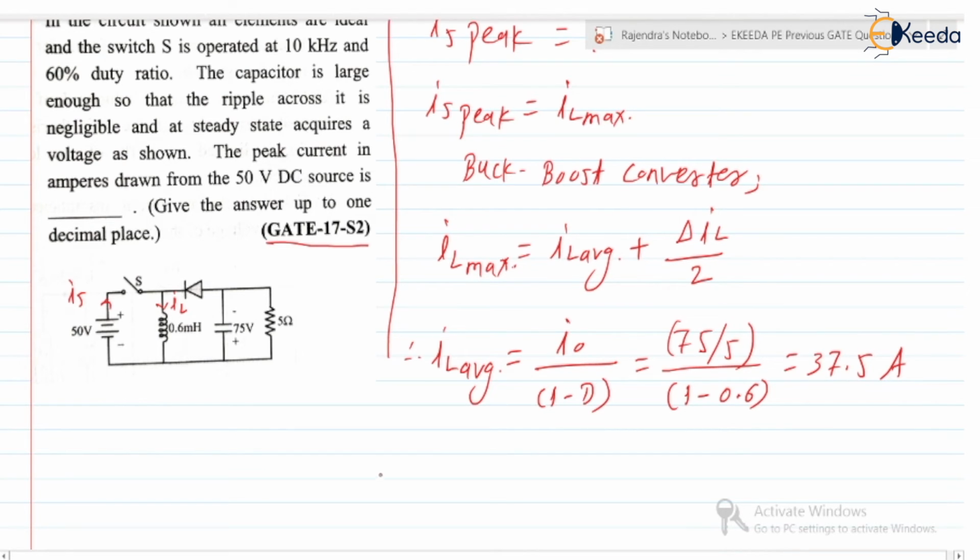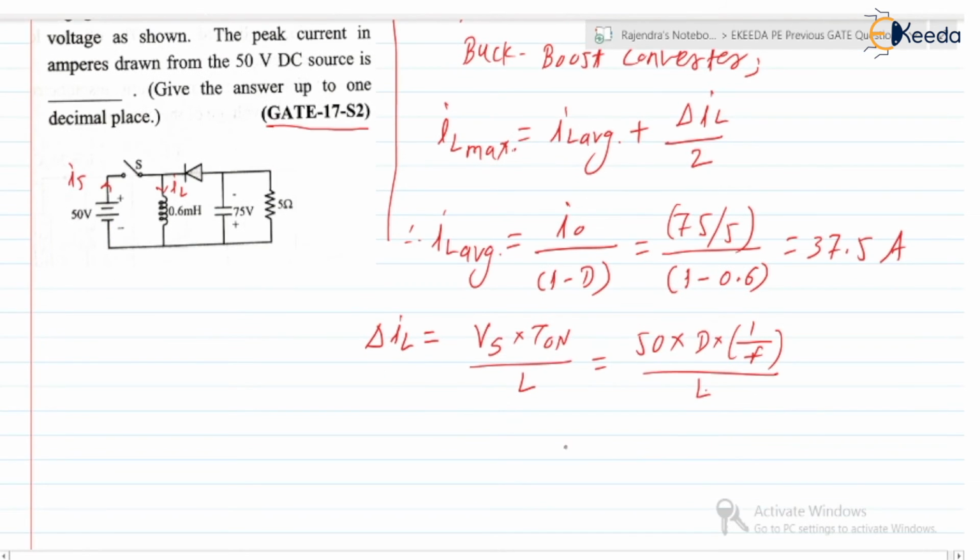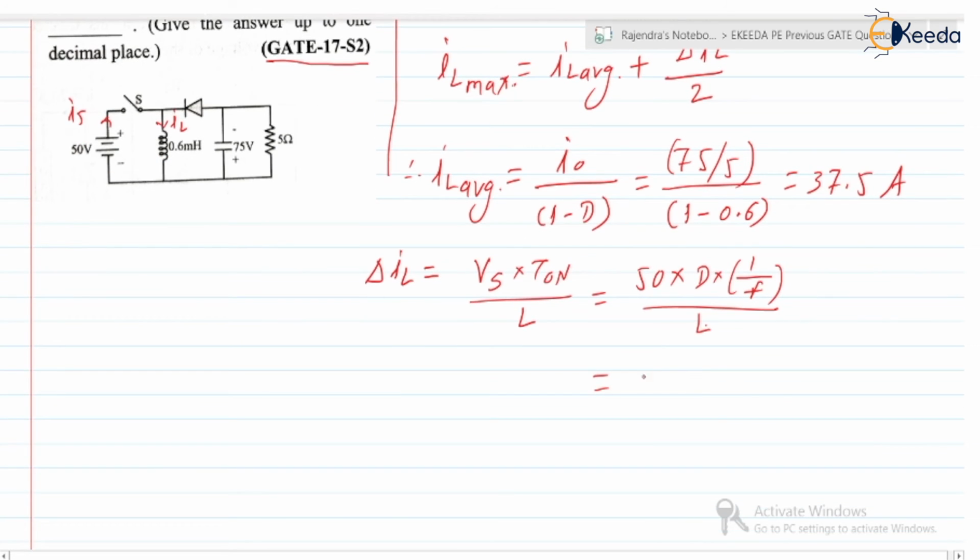Next, what is the delta IL? We can write the change in the inductor current, that is delta IL, or the ripple in the inductor current. We have already derived the expression. It is the source voltage Vs into T on, divided by L. What is Vs? It is 50 volt into T on, that is the on time, which is D into T. T can be written as 1 by frequency, divided by the inductor value L. Further we can write it as 50 into the duty cycle 0.6, divided by F into L.